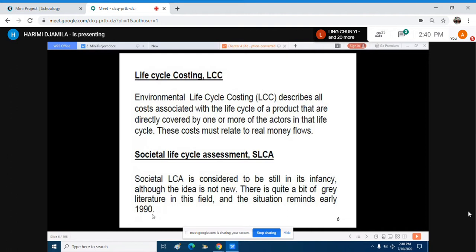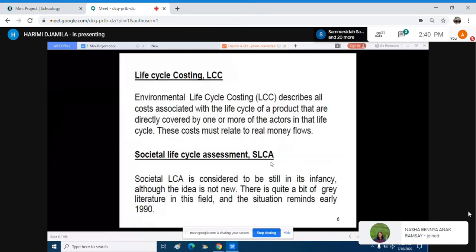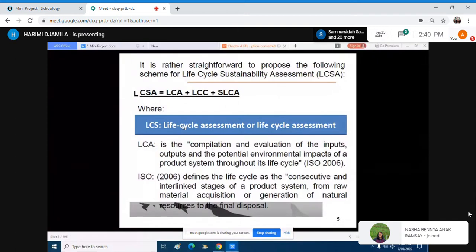It's supposed to take into consideration other factors which link to the social aspect, including health, for instance, safety, human rights, working conditions, socio-economic repercussions, cultural heritage, and governance. So anything linked to the social aspect. Sometimes in the calculation part, the SLCA in many cases is ignored, but indirectly it is included in life cycle assessment in the environmental part.